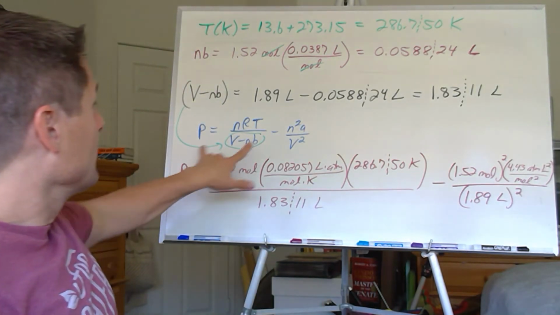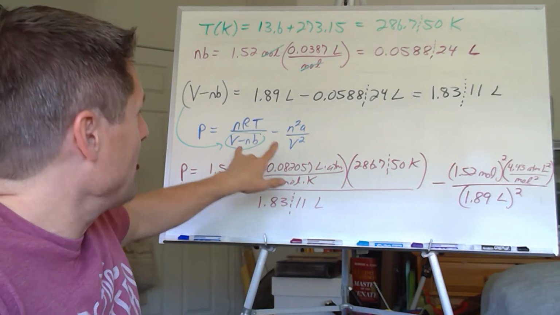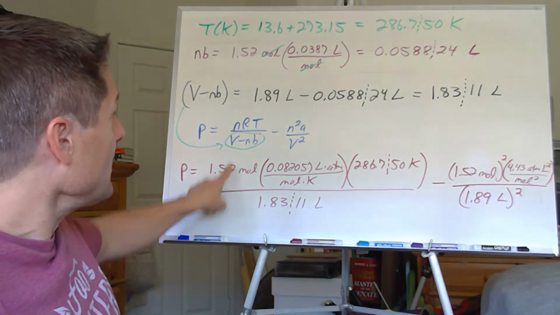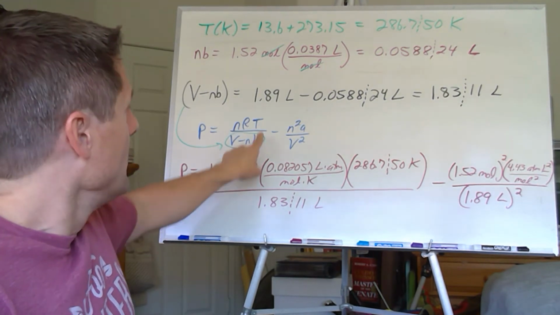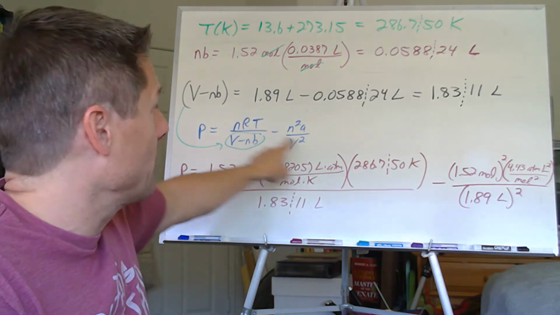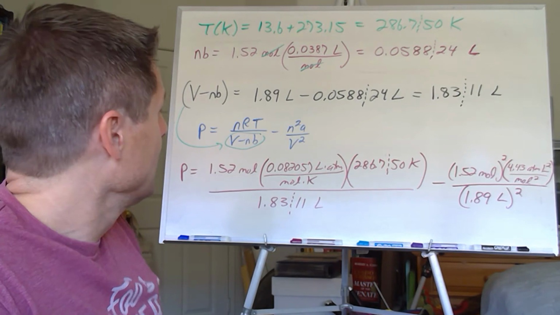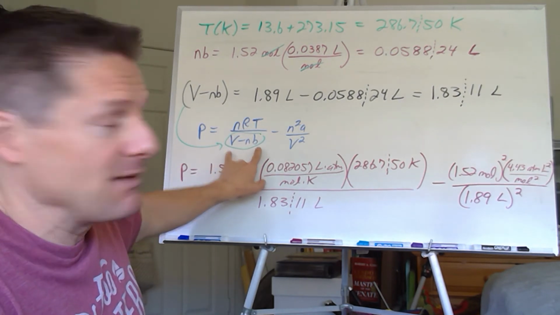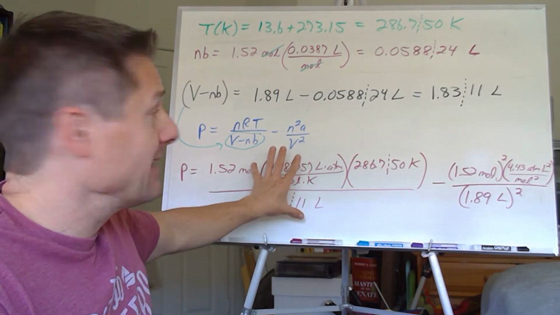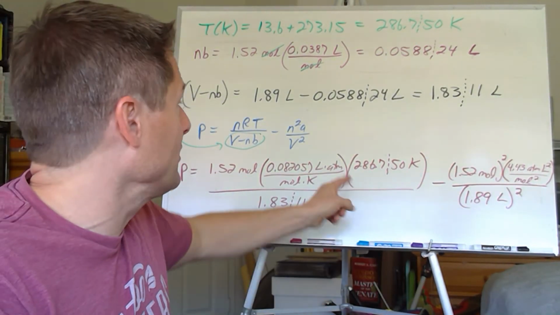So here's the equation where we took the van der Waals equation and isolated pressure. Now we know V minus nb. So let's plug in our values. n is 1.52 moles. R is 0.082057 liters atmospheres per mole Kelvin. Temperature, 286.750 Kelvin, good to the tenths place. Divided by V minus nb, which was 1.8311 liters. That's a big mess.